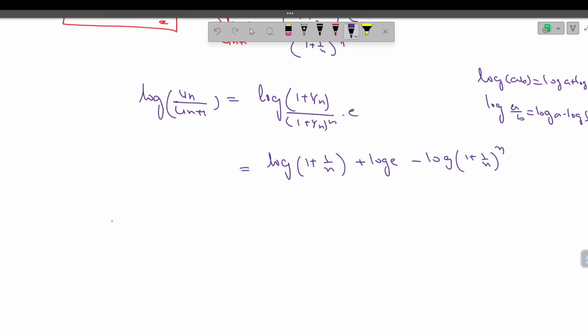So log of 1 plus 1 by n is 1 by n minus 1 by 2n square plus 1 by 3n cube minus 1 by 4n to the power of 4, and so on. Plus log e to the base e is 1. Generally we go with natural logarithms. You see again one more property of log: log a to the power of m is m log a.